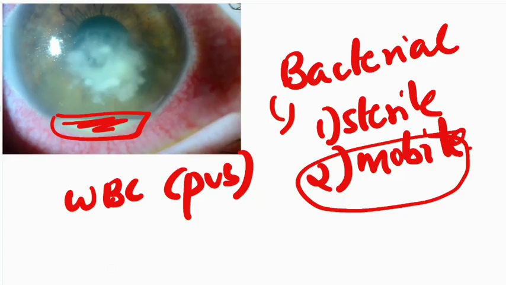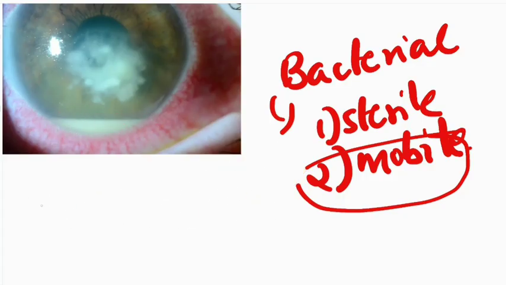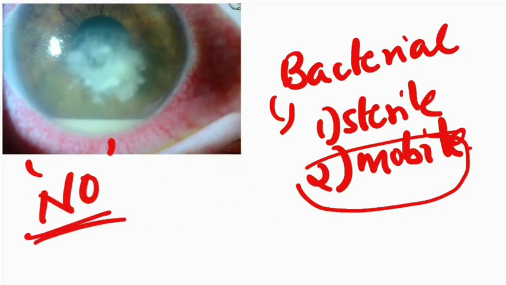In fungal keratitis, remember, you are just going to remember no. If I'm asking you, is the hypopyon sterile, you're going to say no ma'am, it is not sterile, right? Non-sterile means the fungal organisms can be present within the hypopyon. When you examine the hypopyon in fungal keratitis, the fungal organisms can actually be present here. That is why I said it is not sterile.